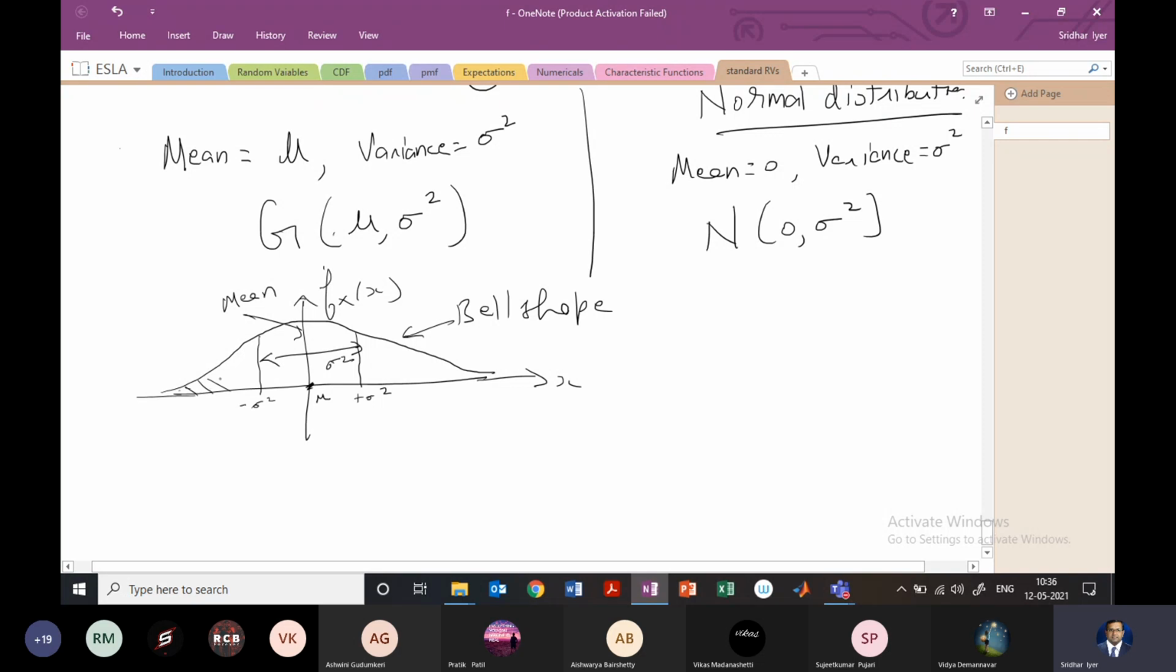The portion which I have shaded, these are known as the outliers. This is just for your information. Outliers means they are outside the variance also. If this mean value here, mu, is 0, then this bell shape just becomes a normal PDF. That is, it is Gaussian, but with a mean 0.